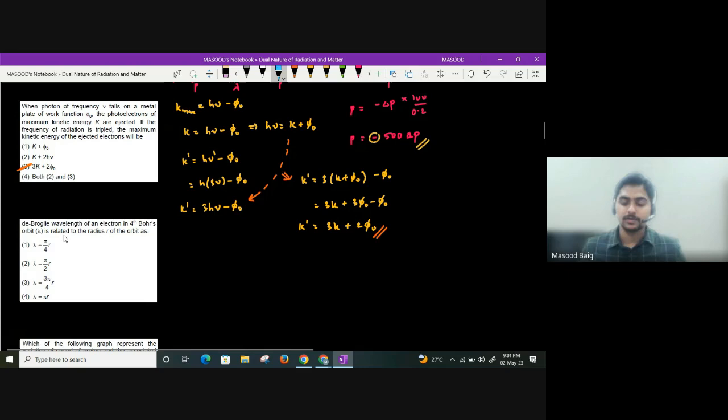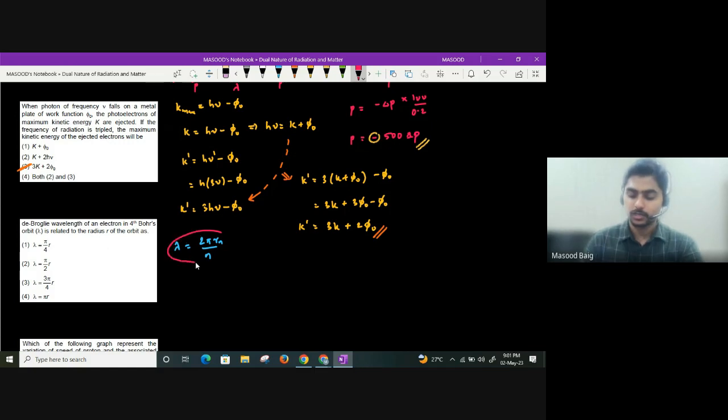In the same manner, the de Broglie wavelength of an electron in the fourth Bohr's orbit is related to the radius. How will you write it again? The de Broglie wavelength will be given as 2 pi r divided by n. Right? This is the de Broglie wavelength for an electron in the nth Bohr's orbit. They are saying fourth Bohr orbit, so what is the de Broglie wavelength? 2 pi r divided by 4 you can write, which turns out to be pi r divided by 2. This also you should remember again.